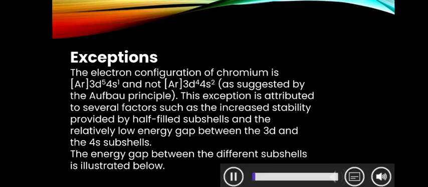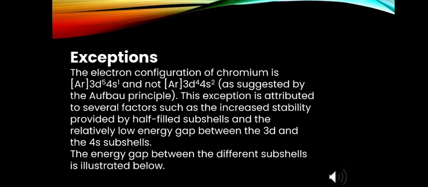Now let's come to the exceptions for filling electrons in different orbitals. One of these exceptions is that the electronic configuration of chromium is 3d5 4s1, and it is not 3d4 4s2. This exception is attributed to several factors, such as the increased stability provided by half-filled subshells and the relatively low energy gap between the 3d and 4s subshells.